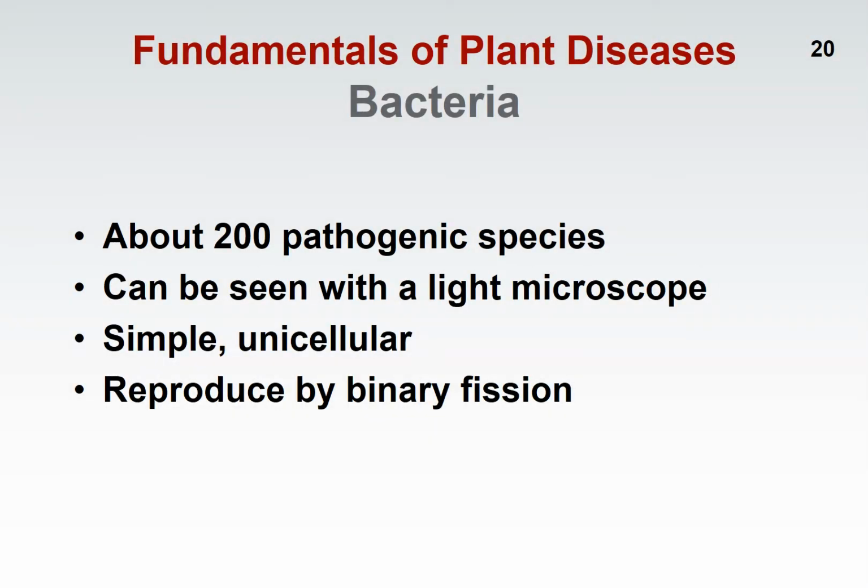The second major group of plant pathogens is the group that contains the bacteria. You're probably familiar with these because certainly there are human diseases that are caused by bacteria. Amongst the plant pathogens, there are about 200 species of bacteria that can potentially cause diseases.